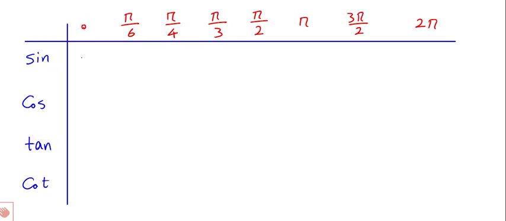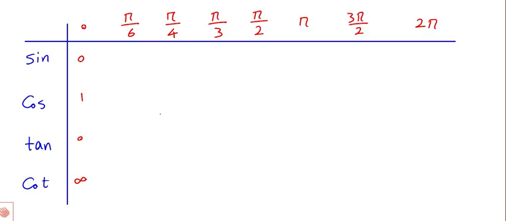So sine of 0 is 0, cosine of 0 is 1, tangent of 0 is equal sine of 0 divided by cosine of 0 is equal 0, and cotangent of 0 is equal cosine of 0 divided by sine of 0 is equal undefined. Some books write infinity, but the correct term is undefined. I'll write the infinity symbol here. In this table, wherever I write this symbol, it means undefined.